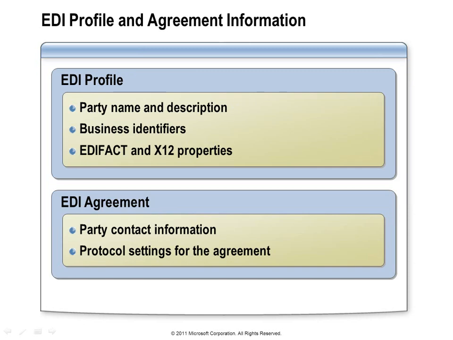In the profile, you're going to have basic information about the party and their description, some business identifiers, and then those properties we've talked about. The agreement gets down into information about the contact for that particular agreement, who are the different business partners that are involved in this exchange and that should be contacted, and specifying the protocol settings specific to that agreement.